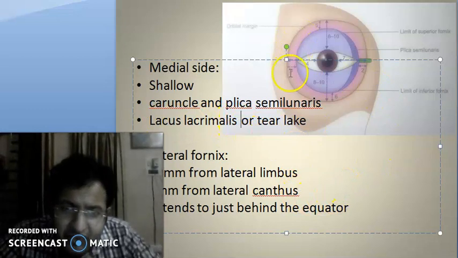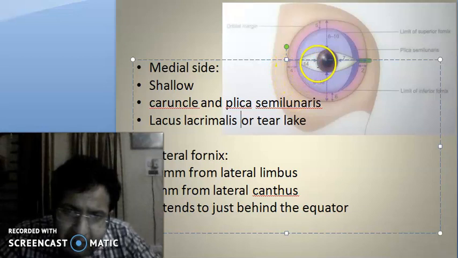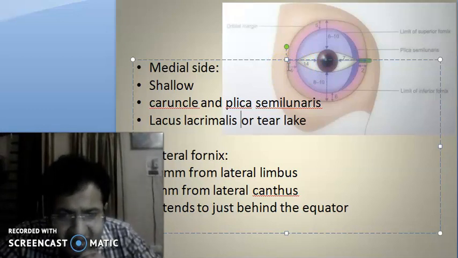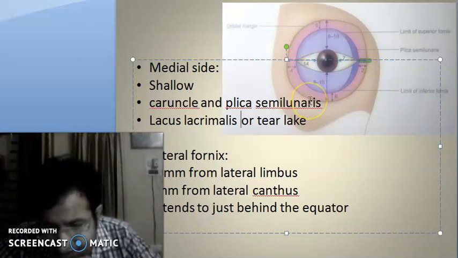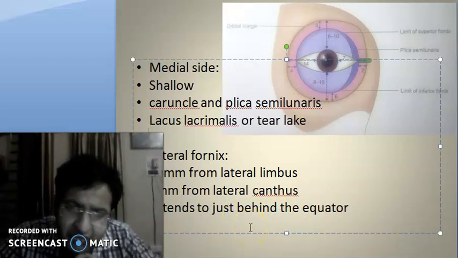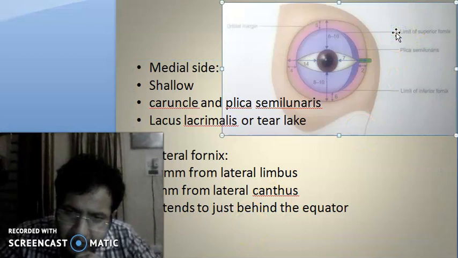The lateral fornix extends 14 mm from the lateral limbus, the bulbar conjunctival part 14 mm from the lateral limbus, and 4 to 5 mm from the lateral canthus. And this fornix extends to just behind the equator of the globe. All other fornices don't reach the equator. This extends to just behind the equator of the globe. Okay.